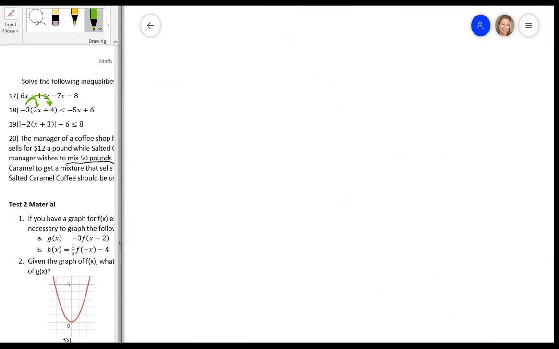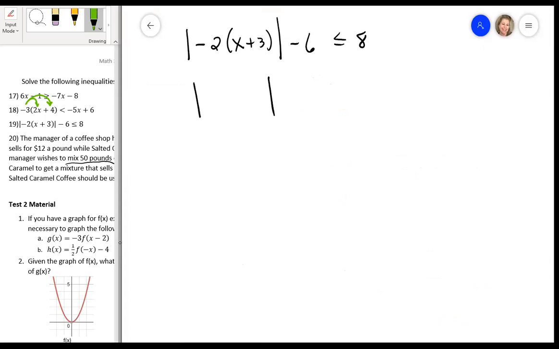19. Okay. It's the absolute value of -2 times x plus 3, absolute value, minus 6 is less than or equal to 8. I'm just going to go ahead and distribute inside here because it's totally inside of the absolute value. So this would be -2x minus 6. And in the same breath, this minus 6, which is outside the absolute value, I don't want him there anymore. So I'm going to cancel him out. And 8 and 6 is 14.